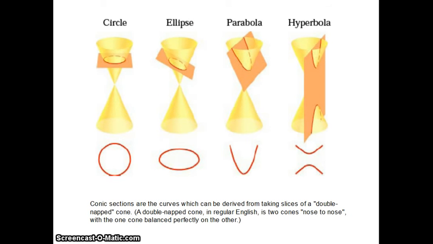Let's start off with what makes a hyperbola. If you take a double napped cone and intersect that double napped cone with a plane, then one of the resulting shapes is a hyperbola, where we have essentially two parabolas facing away from each other.